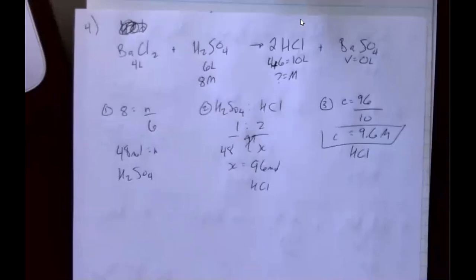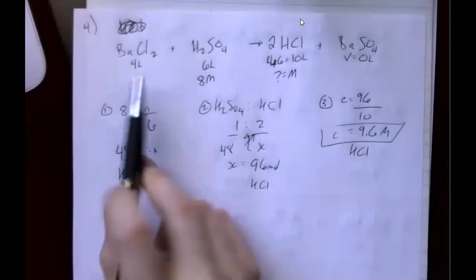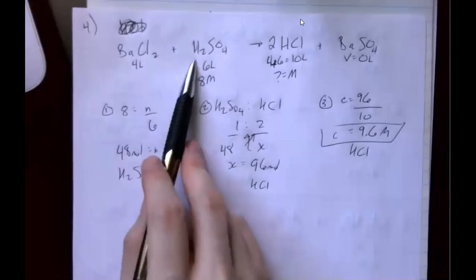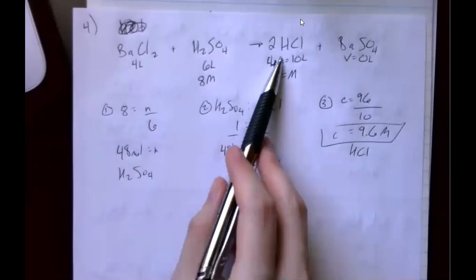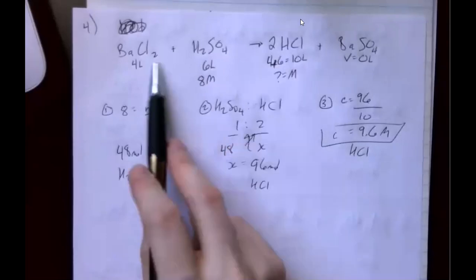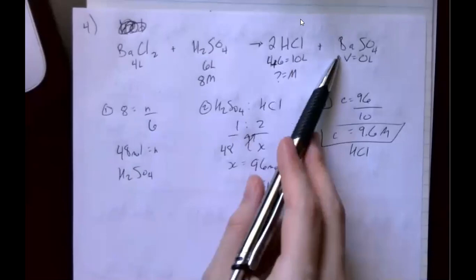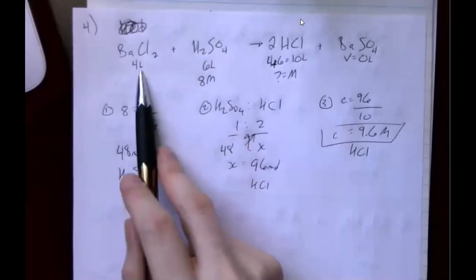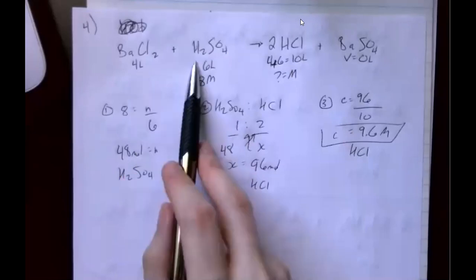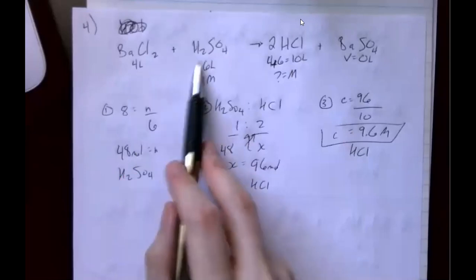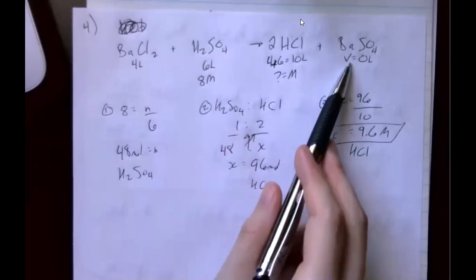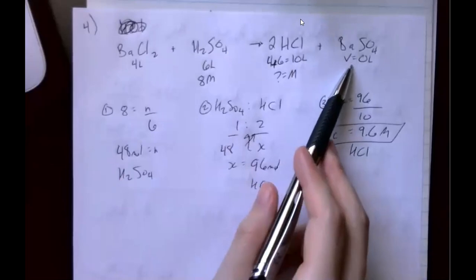And for the last question, this one was a bit tricky because of how it was worded. It has barium chloride reacting with sulfuric acid, and it's making hydrochloric acid. And then because this is a double displacement, you will also make barium sulfate. It then gives you that we have 4 liters of the barium chloride, 6 liters of the sulfuric acid, and it tells us that our precipitate, which is the barium sulfate, will have a negligible volume, which means it will have a volume of 0.